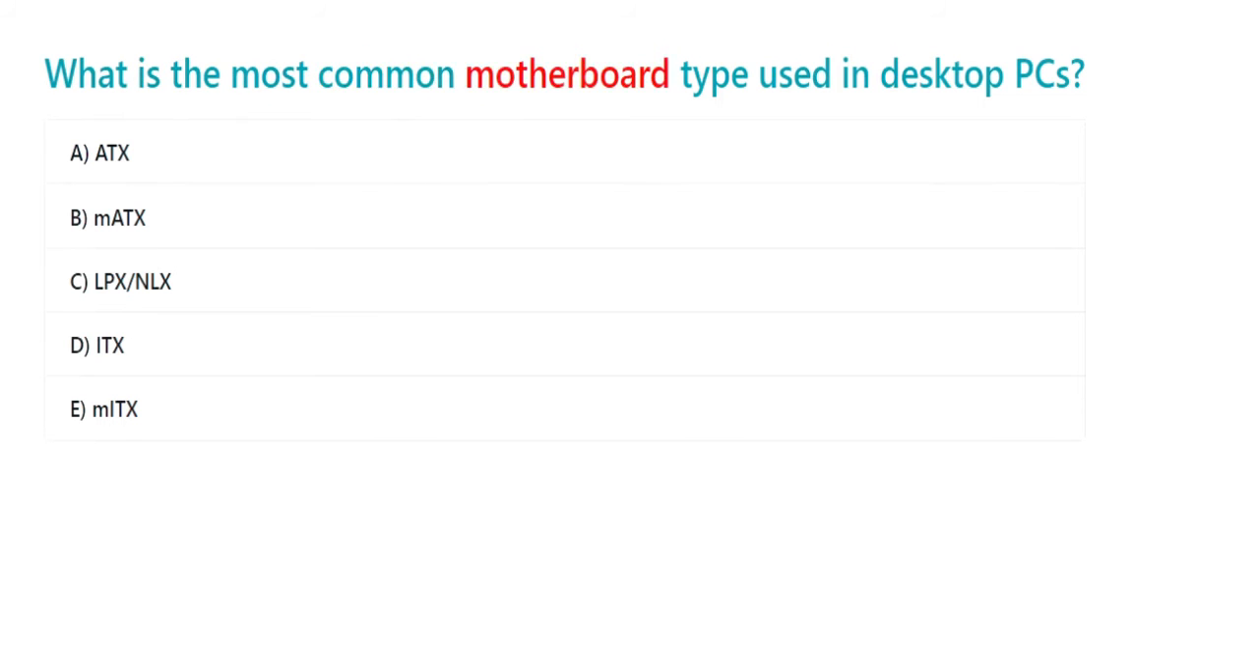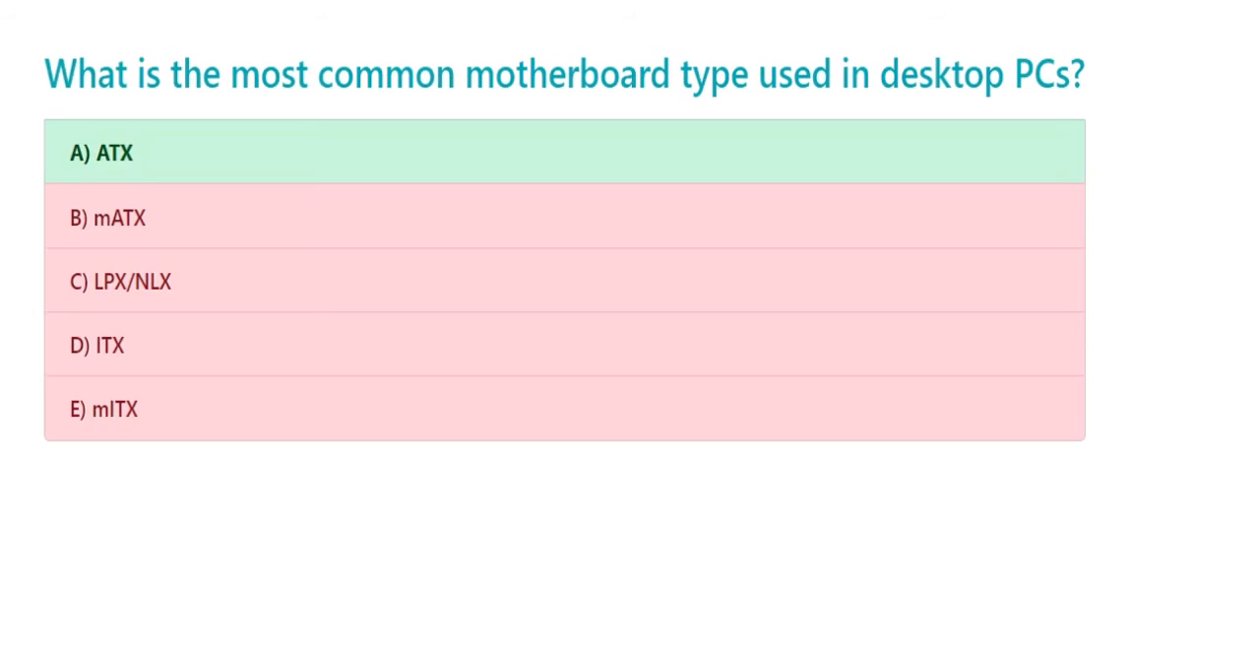What is the most common motherboard type used in desktop PCs? A. ATX. B. MATX. C. LPX/NLX. D. ITX. E. MITX. The correct answer is A. ATX.